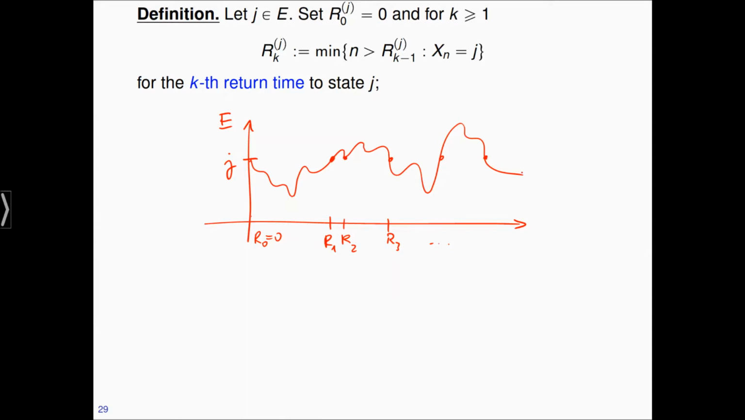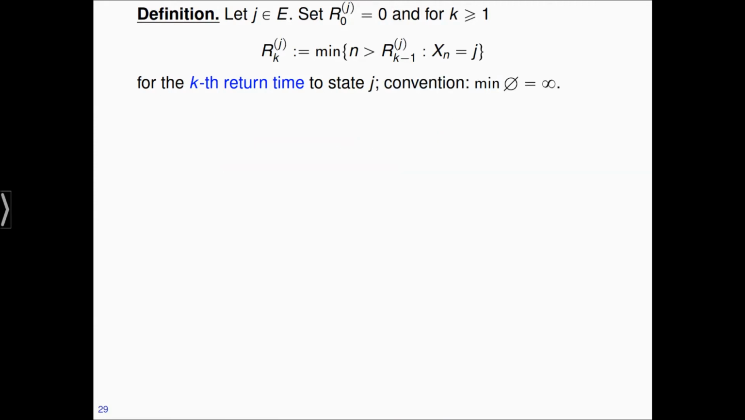The second issue is that it may be that you never return to j. So let's say this is your last return time to j, and then you don't return to j. Then we're going to put all the other R's equal to infinity. So let's call this Rk. This is still finite, but Rk+1 is plus infinity. This can be achieved with the convention that the minimum of the empty set is plus infinity. If there is no time when you return to j, then you put this minimum equal to infinity.